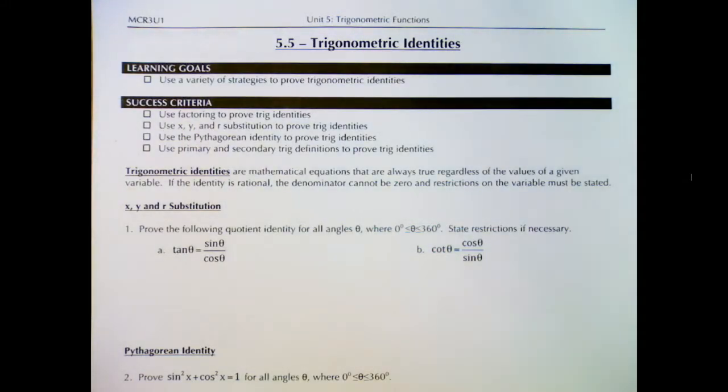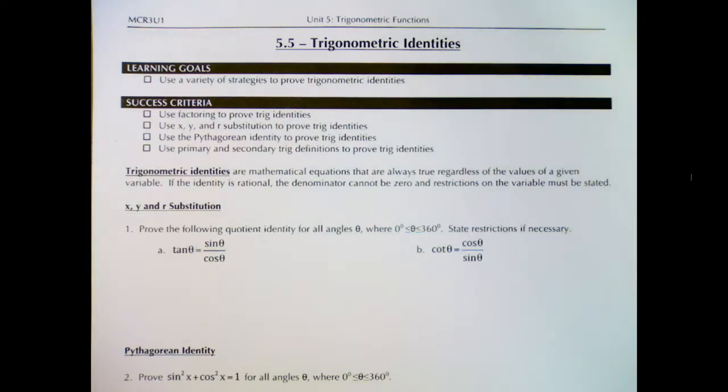Okay, this is lesson 5.5, trigonometric identities. A trig identity is a mathematical equation that's always true regardless of the values of a given variable. If the identity is rational, the denominator cannot be zero and restrictions on the variable must be stated.